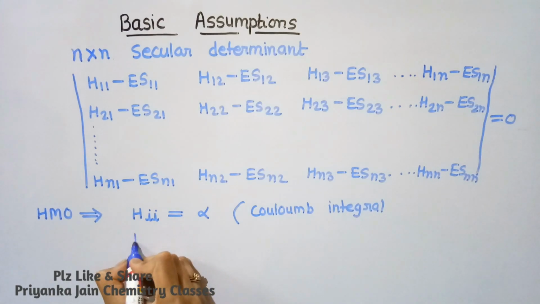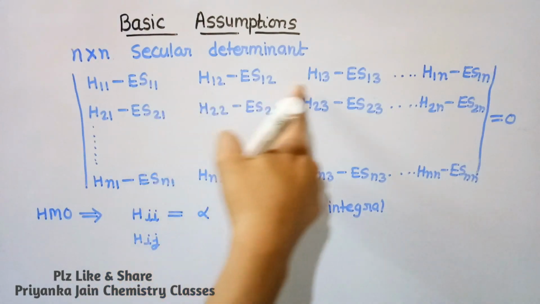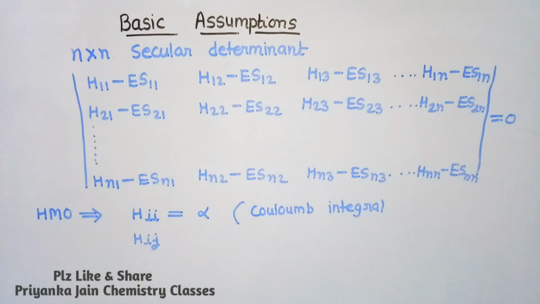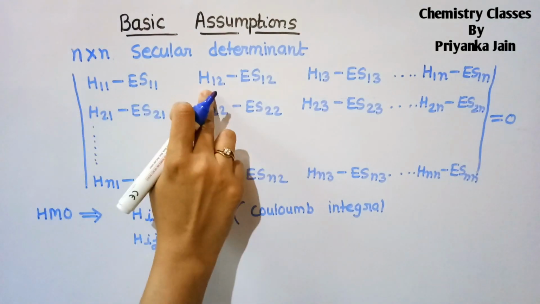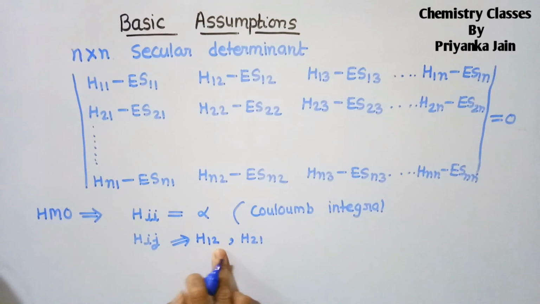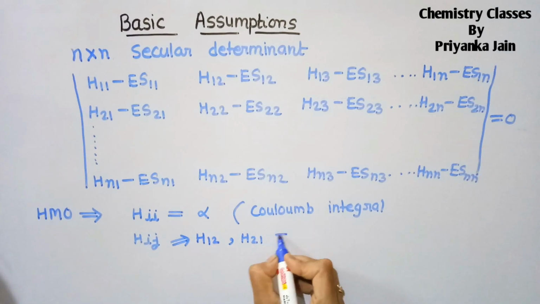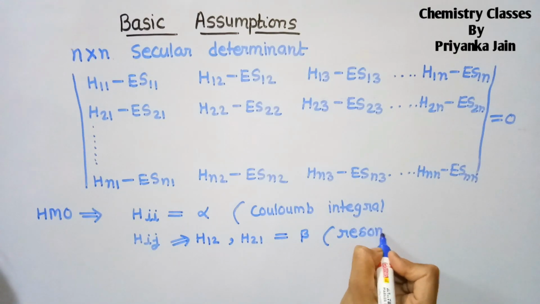And when Hij is given to us, Hij meaning both the numbers are not the same, like H12, like H13, like H21, etc., in this case there may be two conditions. One is when there is a direct bond between the I and J carbon atoms. Suppose in this case H12 or H21, there is a direct bond between carbon atoms 1 and 2, and 2 and 1. So in this case this value will be equal to beta. What is beta? Beta is the resonance integral.